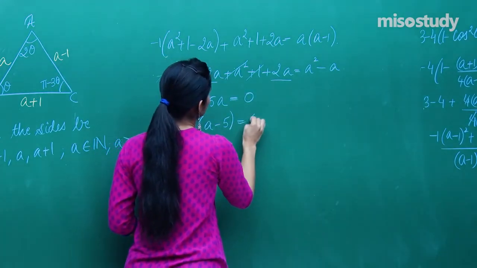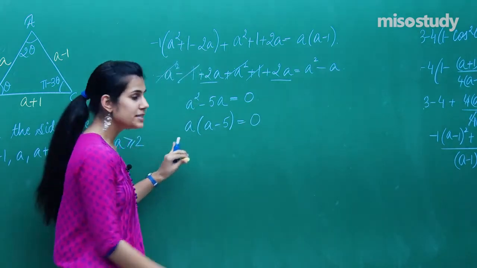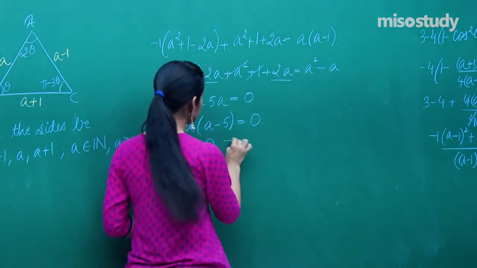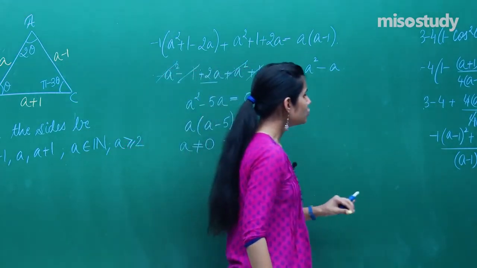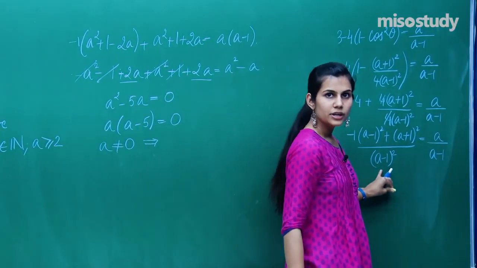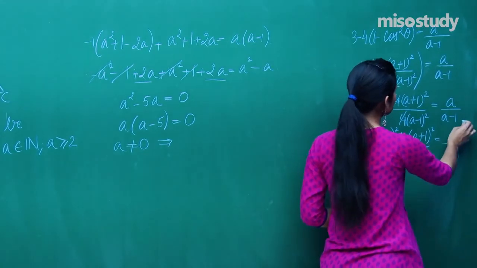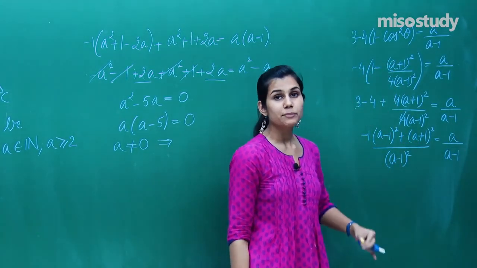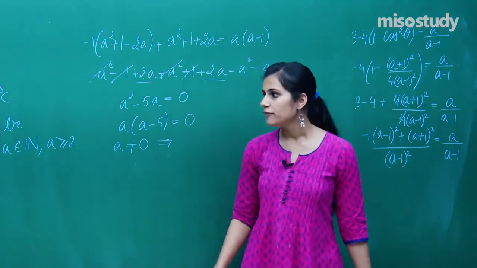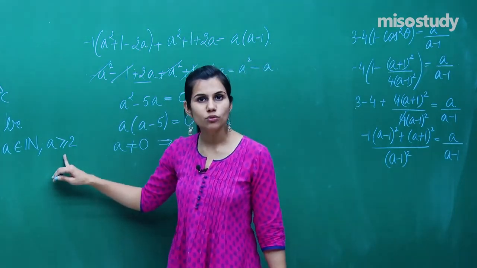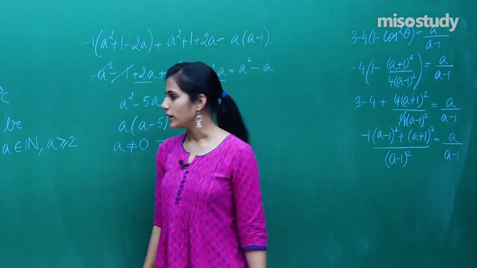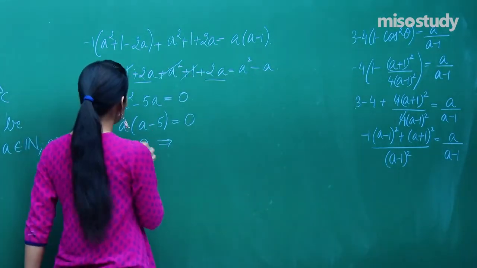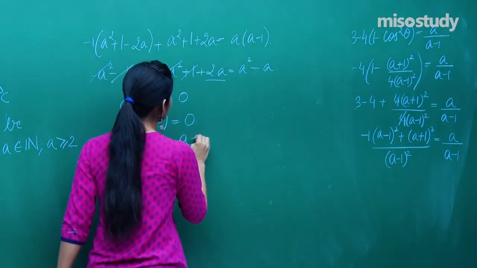So a minus 5 is 0, but a cannot be 0. How can a side's length be 0? Right? Over here, why were we able to cancel? Did you realize? Here basically on cross multiplying I cancelled a minus 1, because a is not allowed to be 1. I have taken a to be greater than or equal to 2. That is why we cancelled a minus 1. Over here, a is not allowed to be 0, but the product is 0. That means a minus 5 is 0.